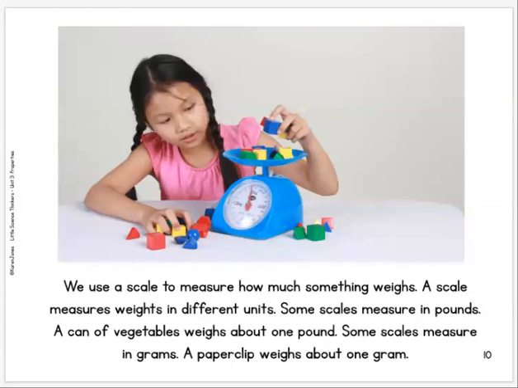We use a scale to measure how much something weighs. A scale measures weights in different units. Some scales measure in pounds. A can of vegetables weighs about 1 pound. Some scales measure in grams. A paperclip weighs about 1 gram. This is a scale. It has numbers on it. She's determining how heavy these 3D shapes are.